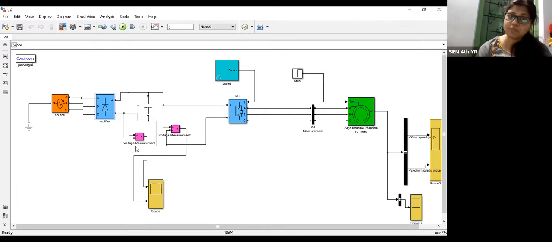One voltage measurement block is connected in parallel, so that we can see the output DC voltage of the rectifier. Okay. Now, after this rectification, the output pulsating DC voltage is fed to a VSI, that is a voltage source inverter.